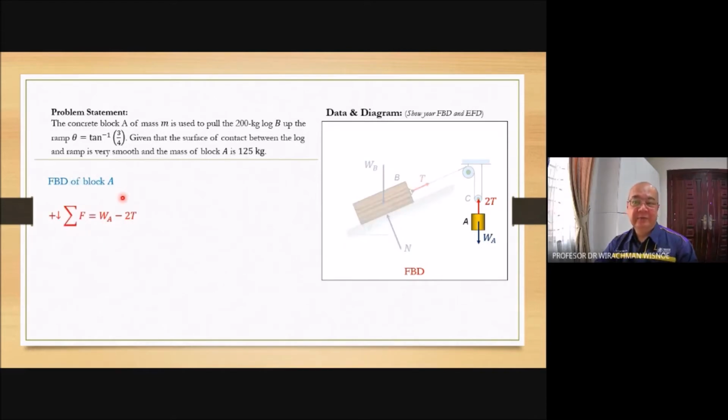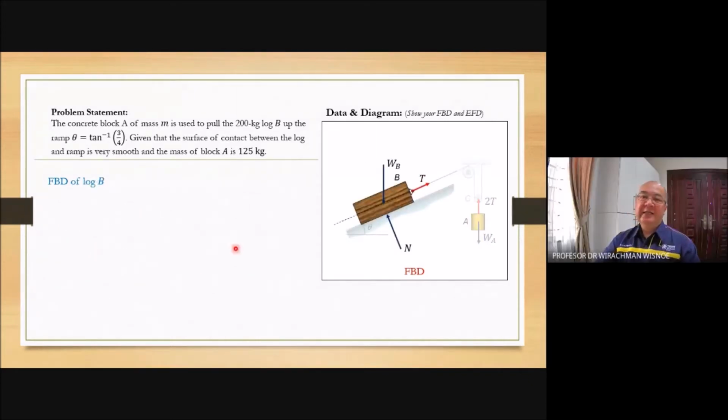Sigma F for block A, assuming positive downward, equals WA minus 2T. WA is MA times g, so you can replace WA with MA g. Okay, now let's see the free body diagram of log B. Here we are going to project the weight onto the axes parallel and perpendicular to the ramp. In the axis parallel to the ramp, it will be WB sine theta. In the axis normal to the ramp, it will be WB cosine theta.